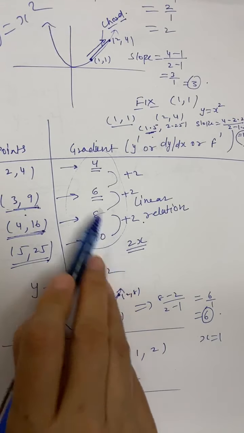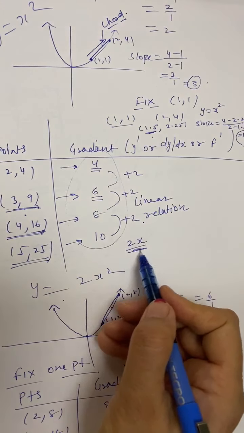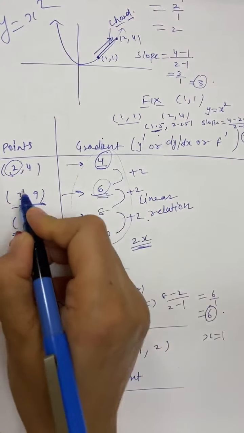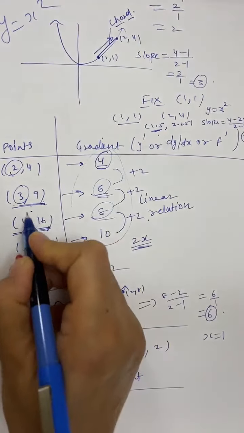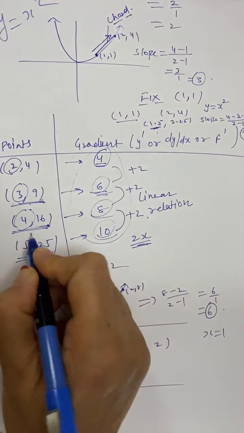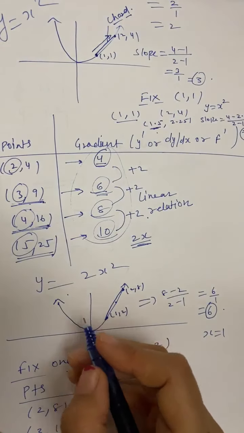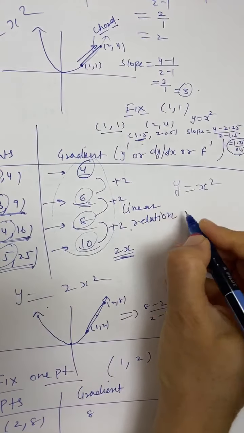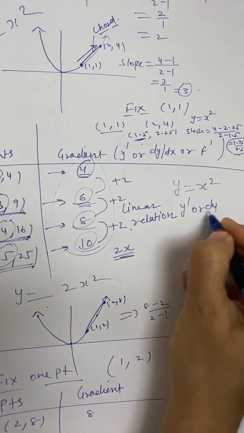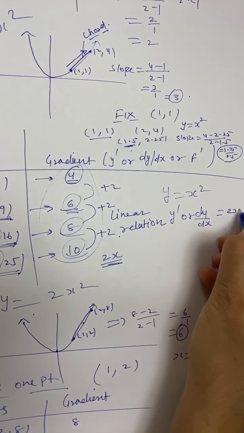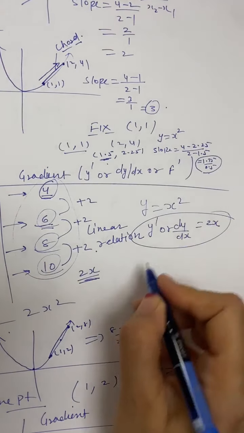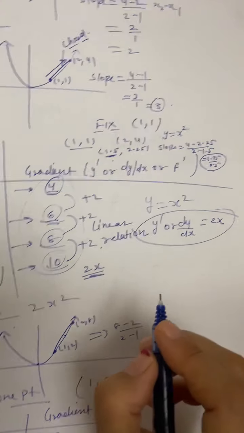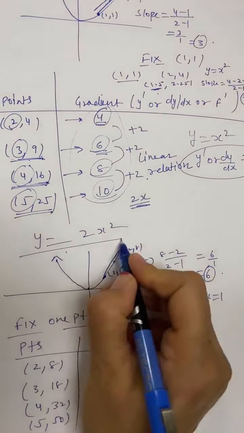The other thing which you can actually see here is, this is 4 and this is twice the x coordinate. This is 6, this is twice the x coordinate. This is 8, this is twice the x coordinate. This is 10, which is twice the x coordinate, which means when you have y = x², then y prime, or dy/dx, is equal to 2x. So that is the rule for x². Now we want to generalize this rule, okay? And so what we are doing now is, for y = 2x².